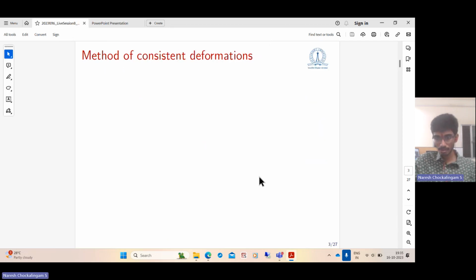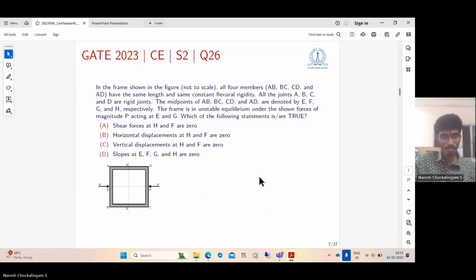So let's get into today's session. Let us look at this problem, which was asked in the GATE 2023 civil engineering paper, set 2.